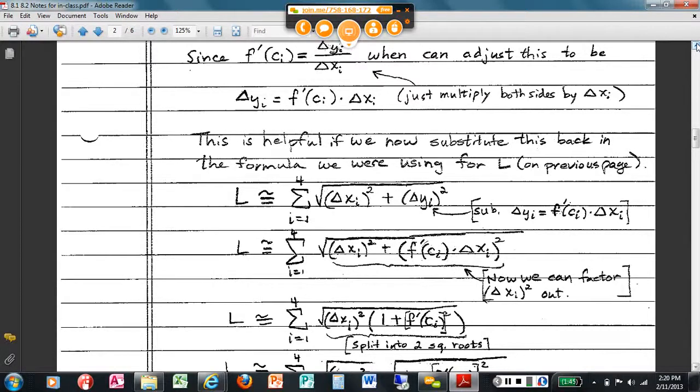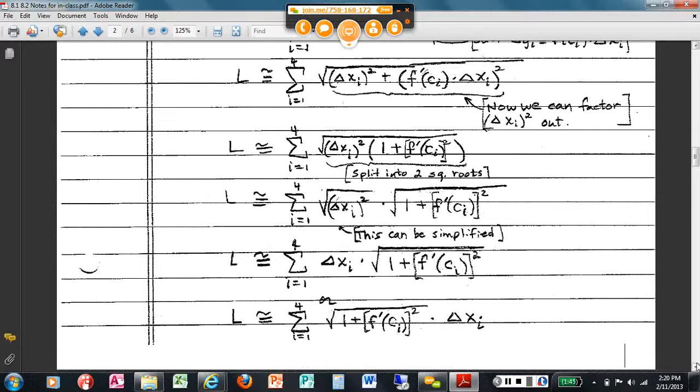Split that into 2 square roots. In other words, square root that. And what I wind up with, and that's why I wanted to print this out so we can go through this pretty quick, is delta x sub I, because delta x sub I squared rooted is delta x sub I, and this. That's going to stay as is. And this right here is an approximation using 4 segments.